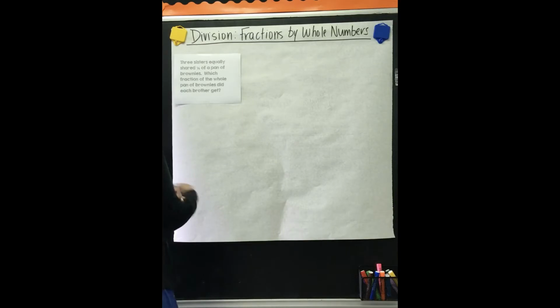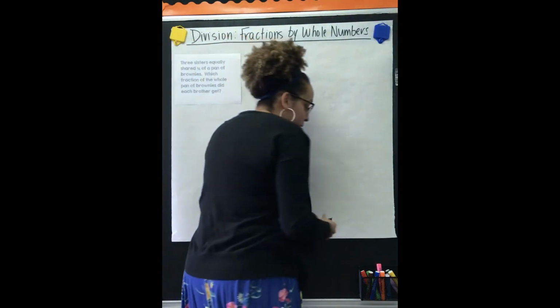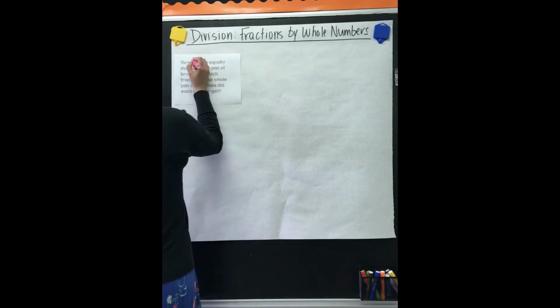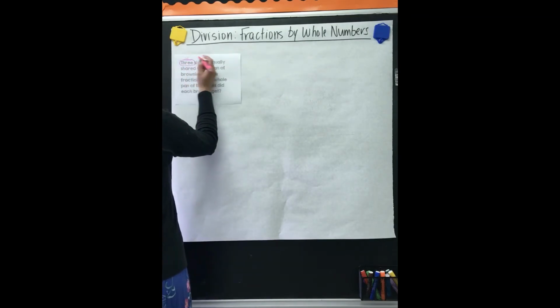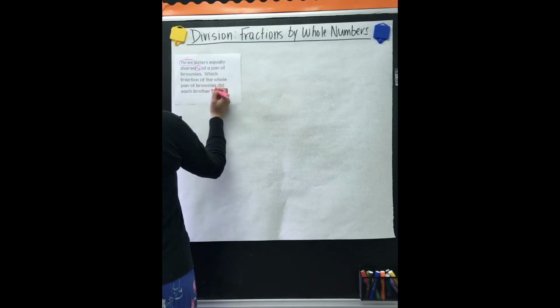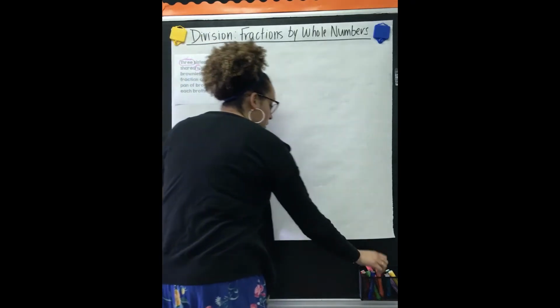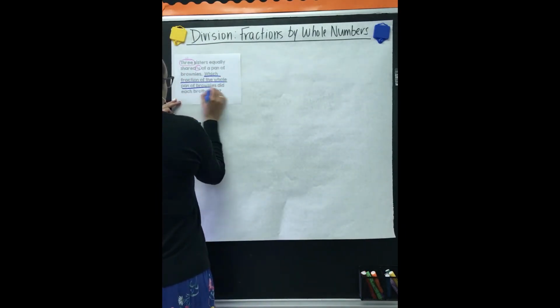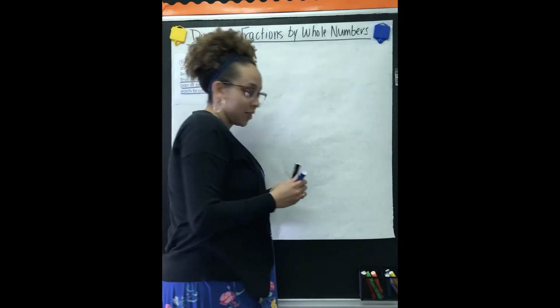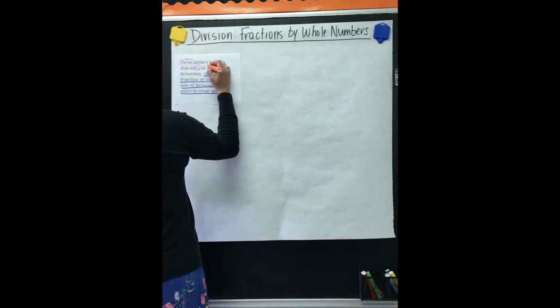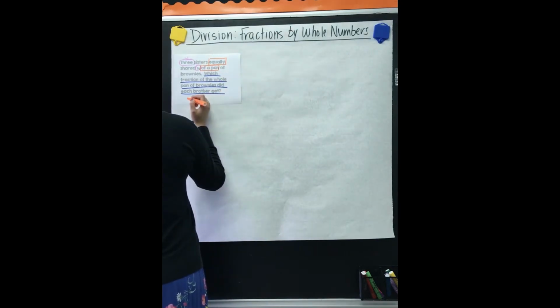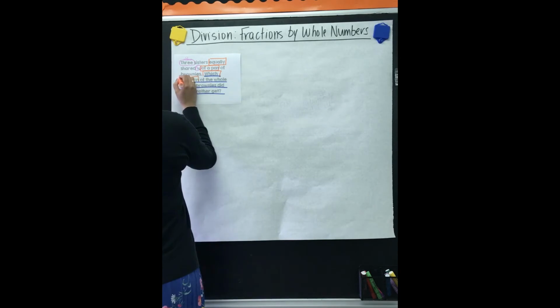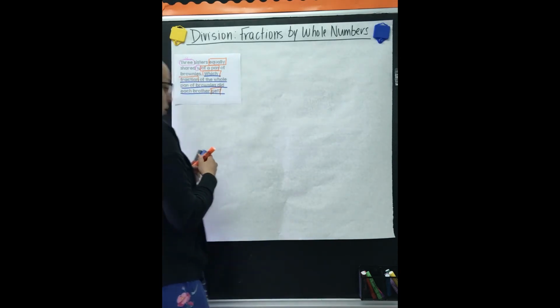Okay, so we are going to cube this problem. We're going to circle key numbers. 3, 1/4. That's it. We're going to use underline. We're going to box of a pan. Equally, I think, is important. Which fraction did they get? We're going to eliminate.